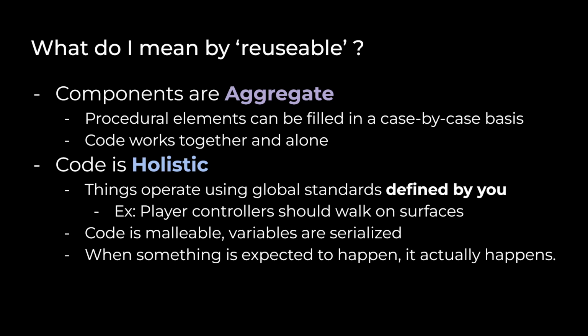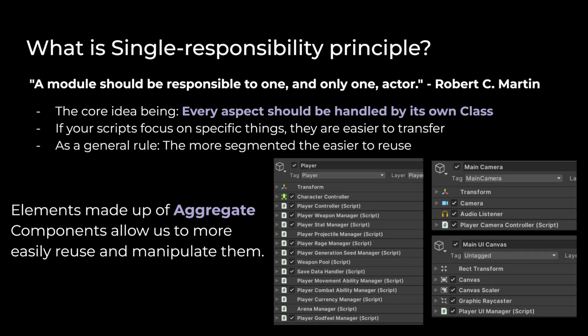Which leads me to the next thing: make your code really malleable and serialize your variables. Expose everything, make everything easy to see. But the biggest thing about making holistic code is that when something is expected to happen, it actually happens. We'll talk about that in a sec, but first, I want to talk about this.